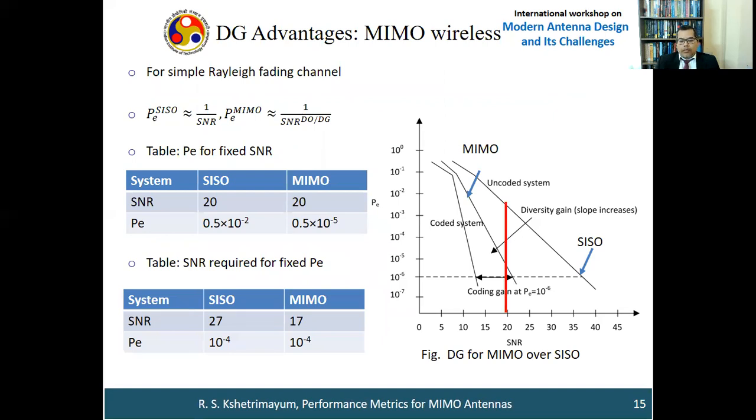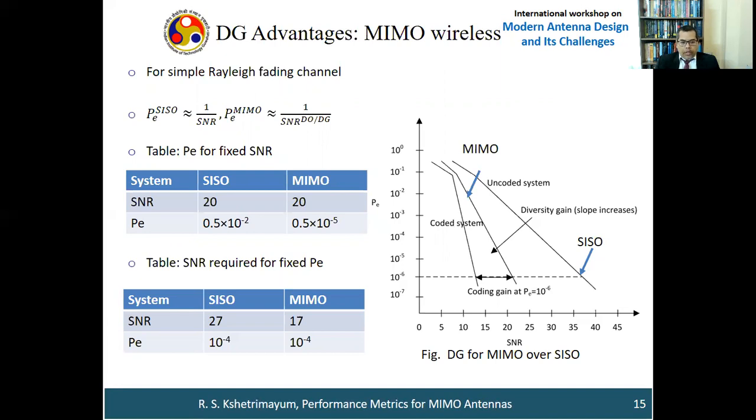And let us take particular cases. Just before that, let's try to understand the expression for probability of error for the SISO system and the MIMO system. For the SISO system, it is 1 by SNR. For the MIMO system, it's 1 by SNR to the power of the diversity order, or diversity gain. So obviously, when you plot the probability of error versus SNR curve, the probability of error for the MIMO system is going to have a higher slope.